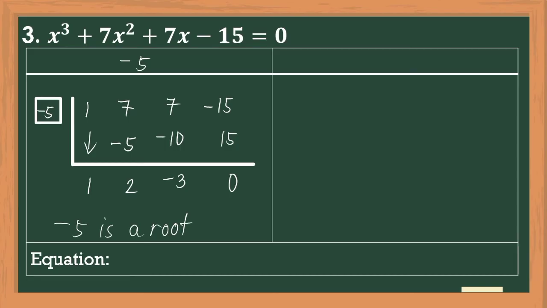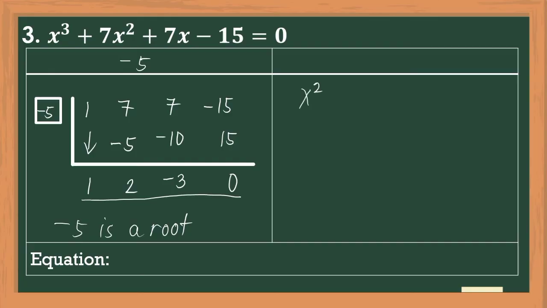Next, sa next column natin, yung pwede natin i-apply dito is factoring. Okay, so paano natin gagawin yon? So, yung mga natira na, yung sagot natin na, ayan, yung 1, 2, and negative 3, ita-transform natin yan into equation. So, magiging quadratic equation. So, by factoring nun, makukuha natin yung other roots.